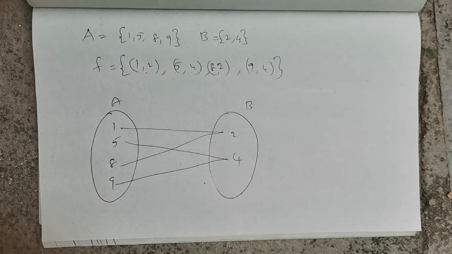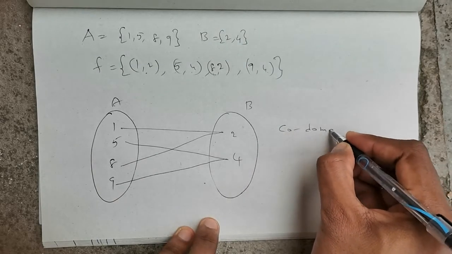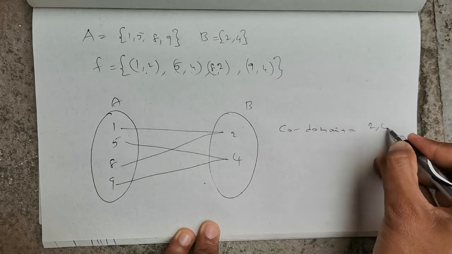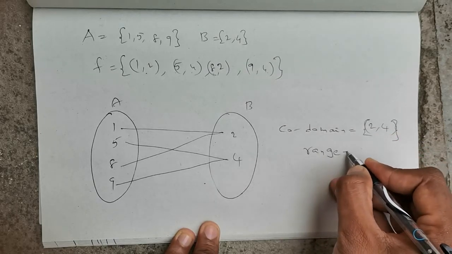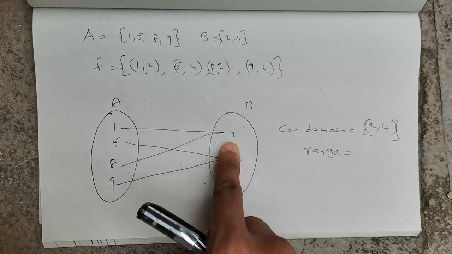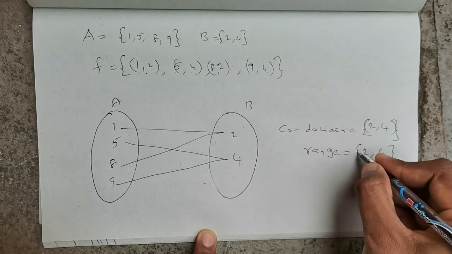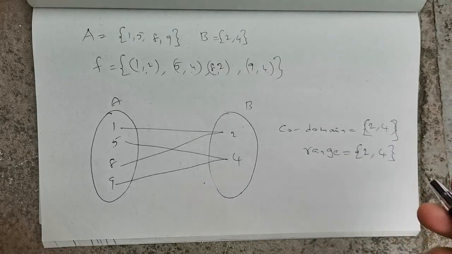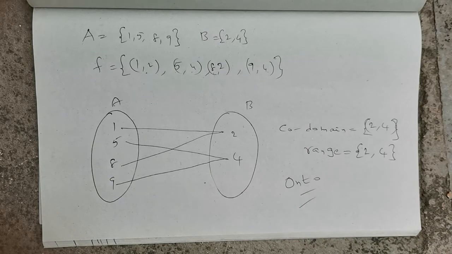So shall we say this is onto function? If we check the codomain is the total set, that is 2, 4. And range, if we observe the elements which are having connection with the set A, 2 having connection, 4 also having connection. So range is equals to 2, 4. Here codomain is exactly equals to the range. Then this is onto function or surjection.